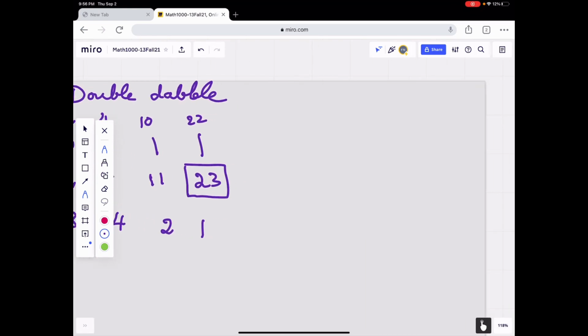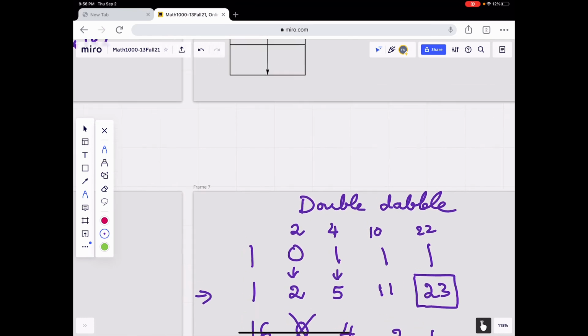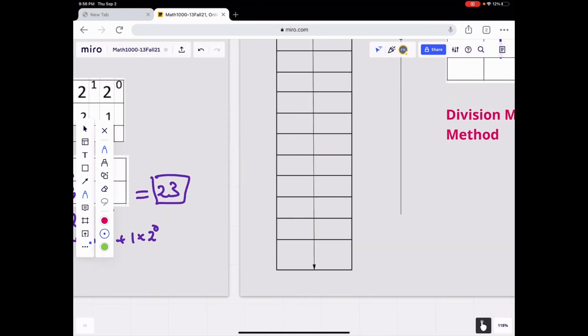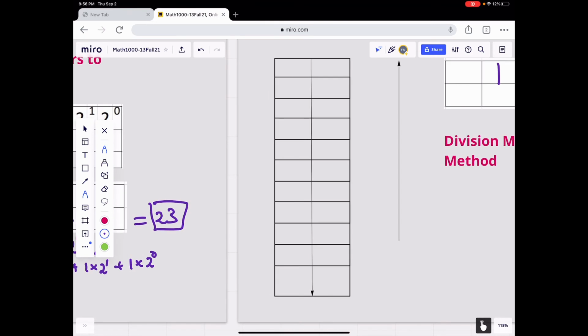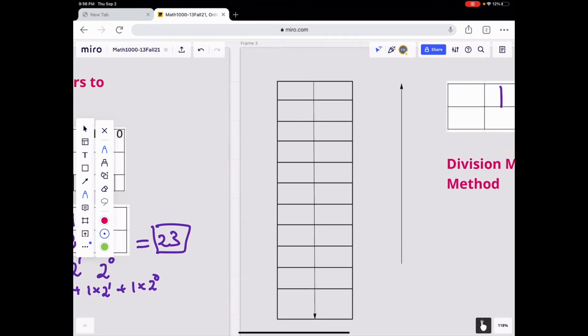So let's look at another method. This one we call the division method. All right, the division method. So I'm going to give a different number, any number. Let's say number 23. Let's do number 23, same number. Now we have a decimal number, and I want to convert it to a binary number by using the division method. All right, so each time you divide by 2.